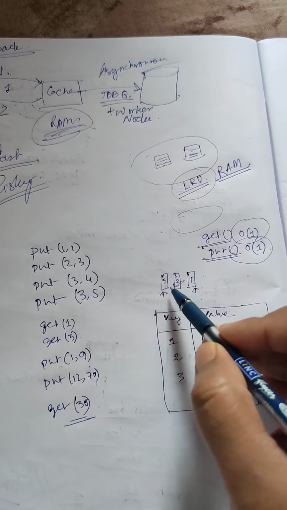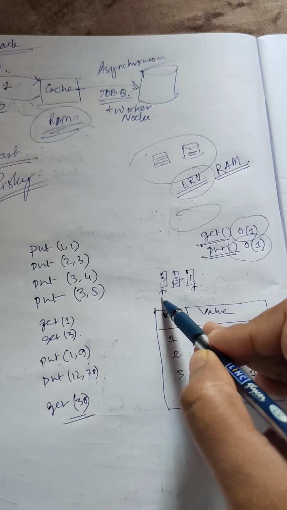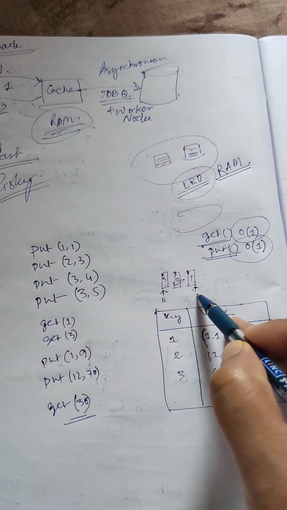here naturally you can see there would be two pointers. One is going to be your head pointer, another is going to be your tail pointer.